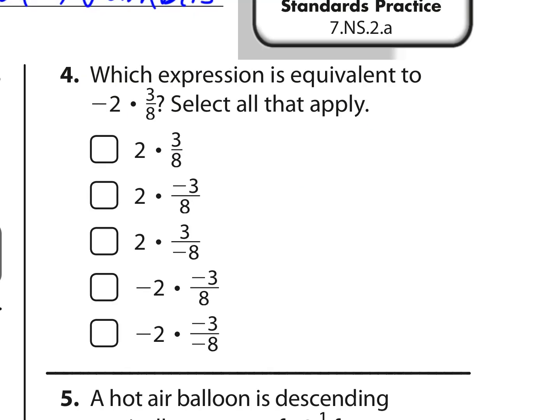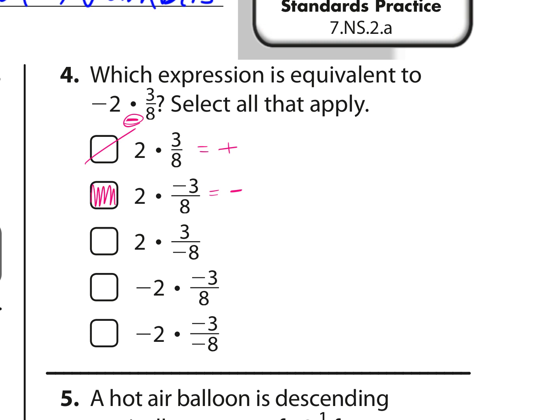Number 4, which expression is equivalent to negative 2 times 3/8? One thing I'm going to notice is that the result of a negative times a positive would be a negative value. So if I look at the first one, I have a positive times a positive, which is a positive, so that doesn't work. The next one's a positive times a negative, which is a negative. And the numbers, notice ignoring the signs, they're the same numbers. It's 2 times 3/8 as the original expression was. It's just the negative sign is in a different place, but it is equivalent.